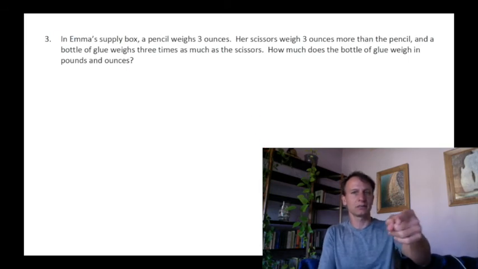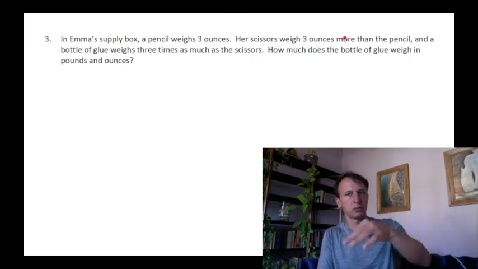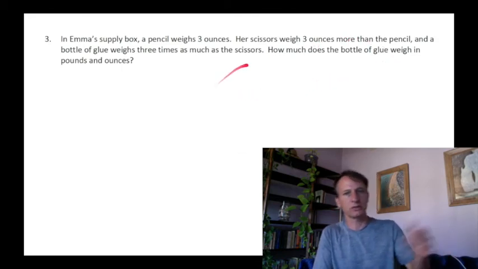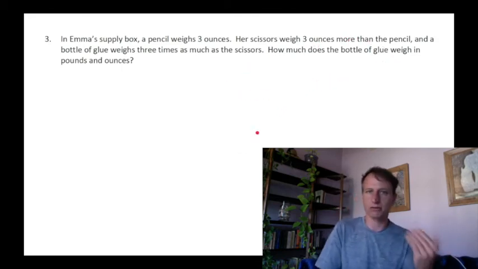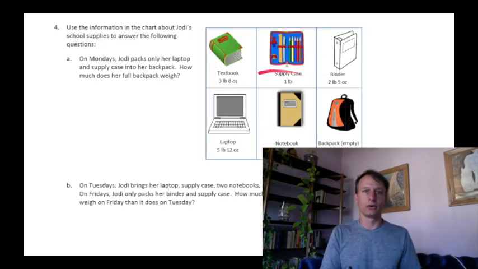And here we are doing more of a comparison. The scissors is 3 ounces more than the pencil, and the bottle of glue is 3 times as much. Make sure you draw a tape diagram for all these. Do it up, y'all.